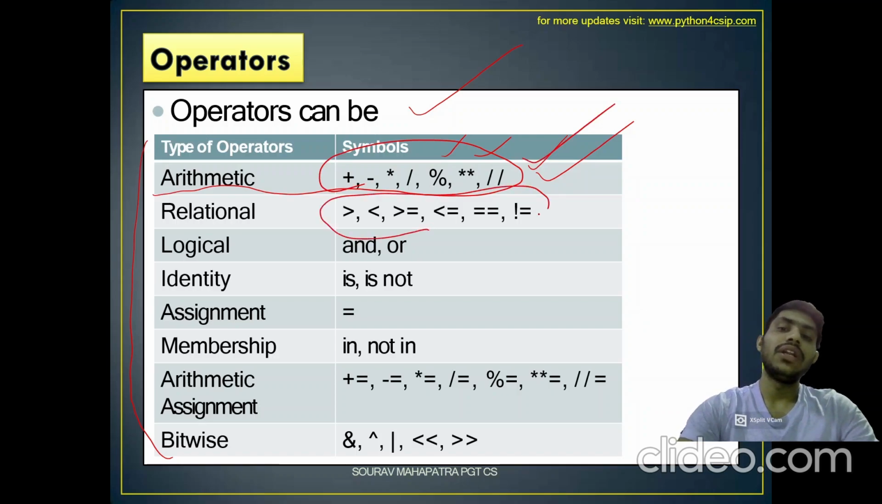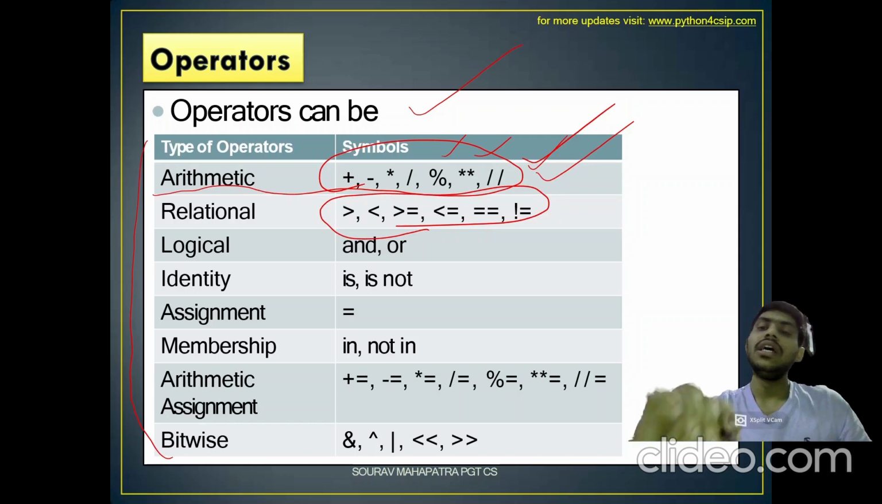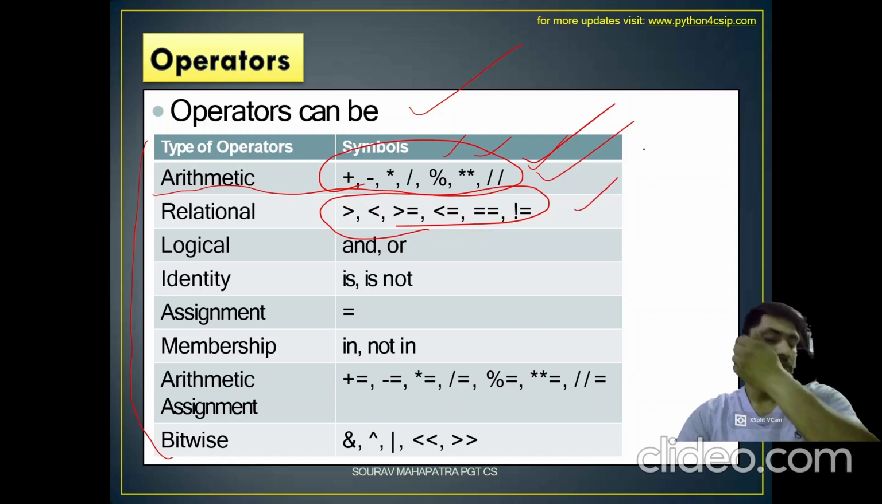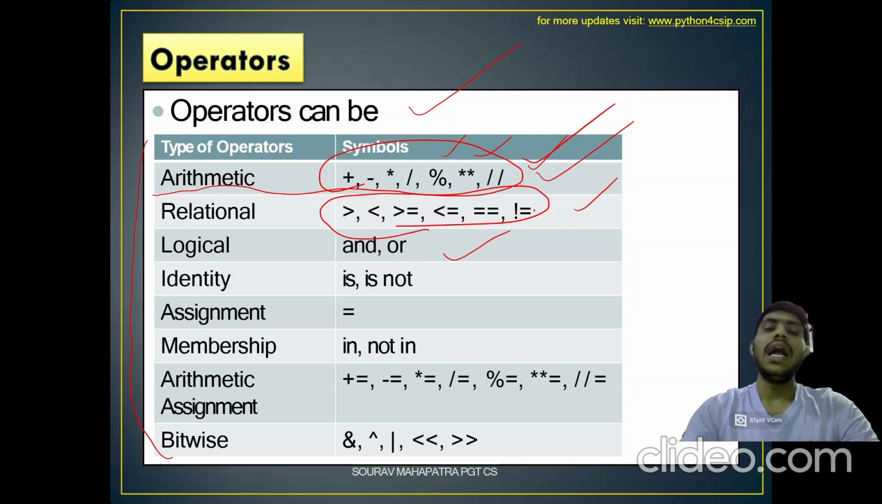Relational operator. It creates a relation: suppose you take two numbers, whether the first number is greater than the second number or not, whether it is less than the second number or not. Like this you make comparisons based on some relation. Then logical operators, and, or: two operators used when you are doing any logical operation or logical condition.